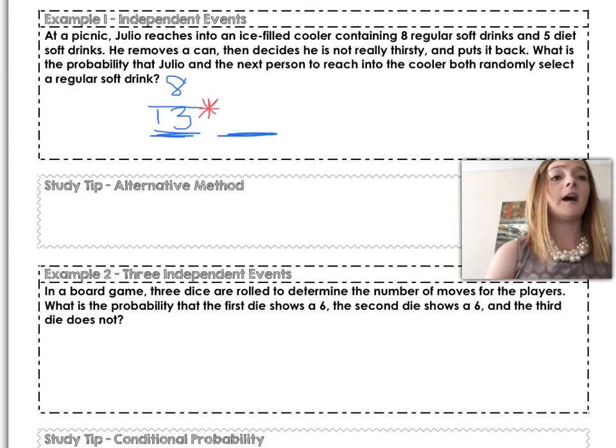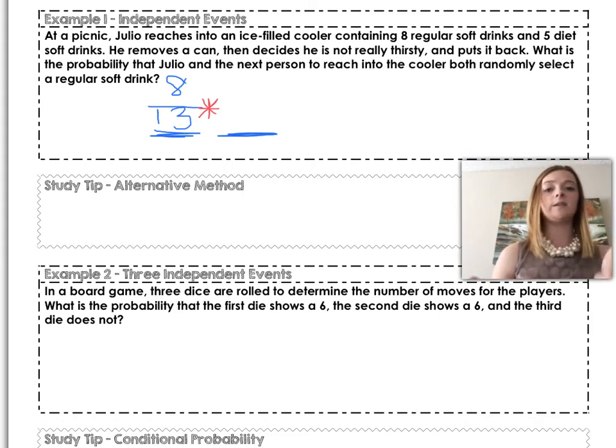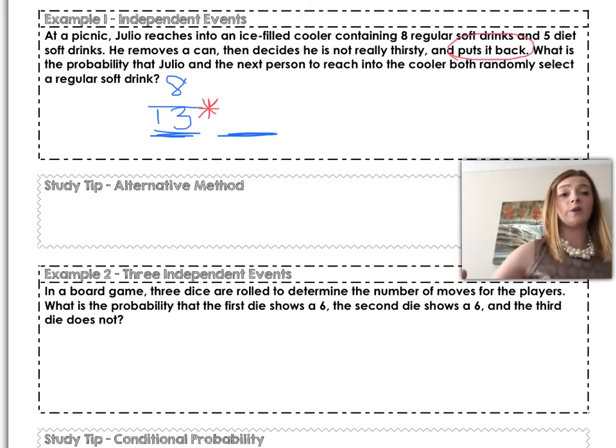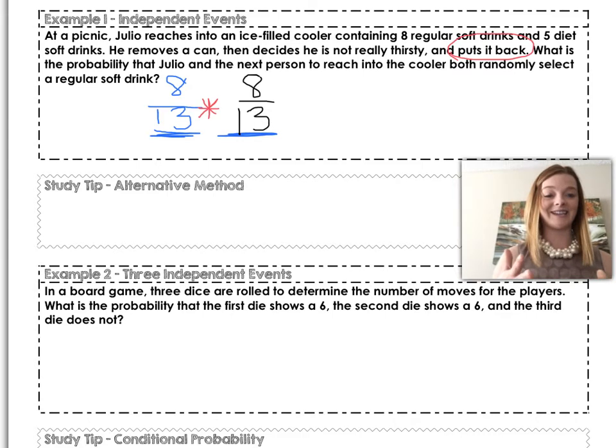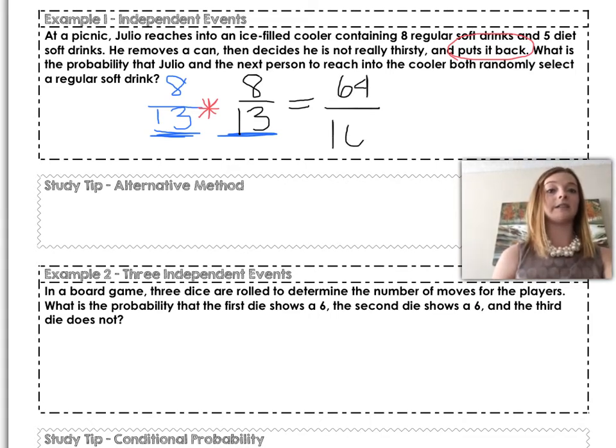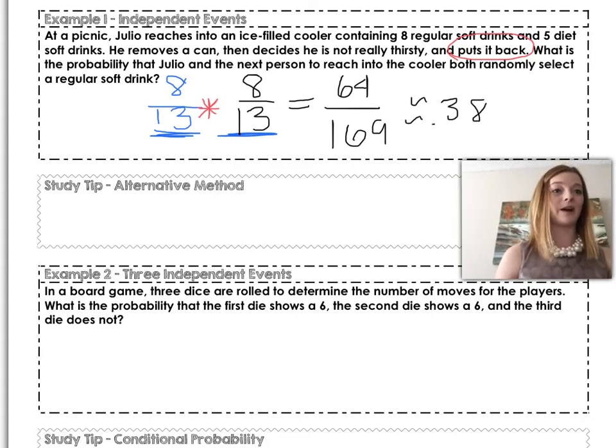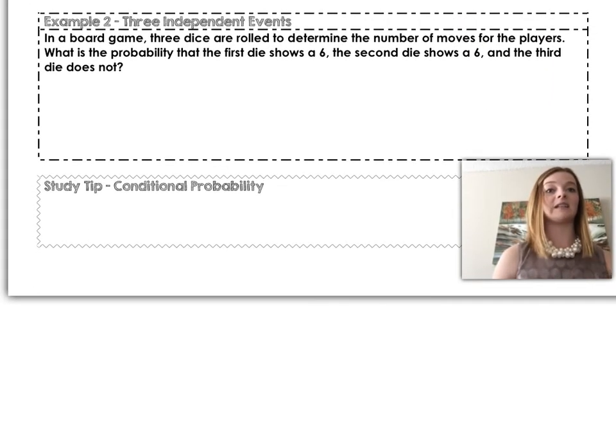draw, okay? The probability has not been affected, and the reason it has not been affected is because Julio put his drink back, which meant that the total number of drinks has not changed, and the total number of regular soft drinks has not changed. So once again, then, our total for soft drinks that are regular is 8, and our total number of drinks in general is 13. So we have 8/13 times 8/13. So our total probability here is going to be 64 out of 169, and that's going to be approximately 0.38, so 38%, okay? Our next example here, we have 3 independent events occurring.